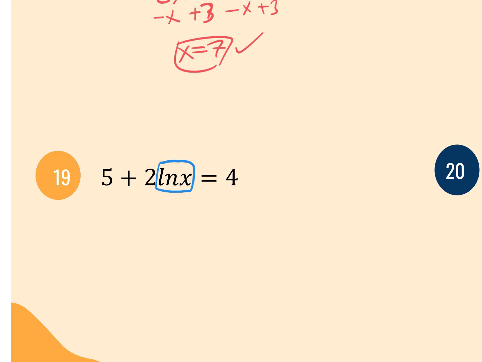If there are other logs in the problem, I'll show you what we would do in that case. But for now, if there's just one of them, you're trying to get that by itself. So let's subtract 5 on both sides. And then you get 2 ln of x equals negative 1. And then divide by 2 on both sides. And then we get ln of x equals negative a half.